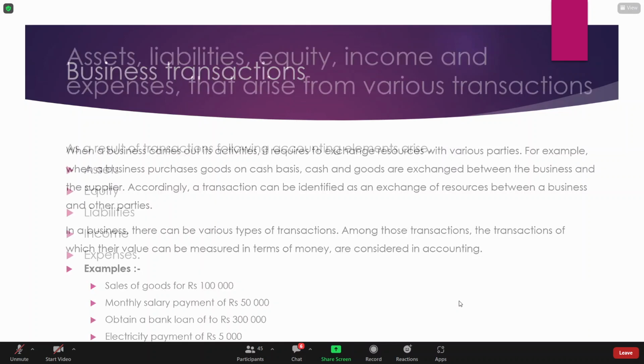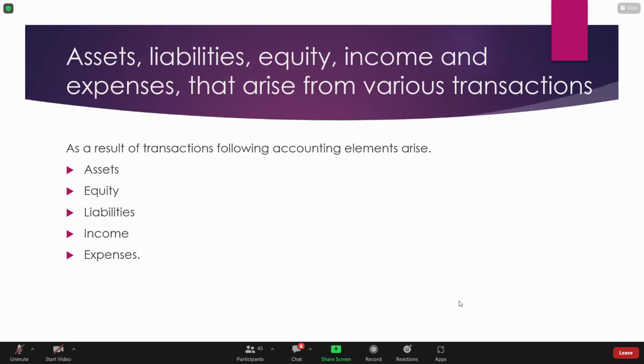Then we need to see the different elements in accounting. So once these accounting transactions are happening, there are 5 different types of elements that arise because of these financial transactions or accounting transactions. Those are called assets, equity, liabilities, income, and expenses. So every transaction in this accounting world comes under these 5 categories. It has to be part of an asset, equity, liability, income, or expense. There isn't anything other than these 5.